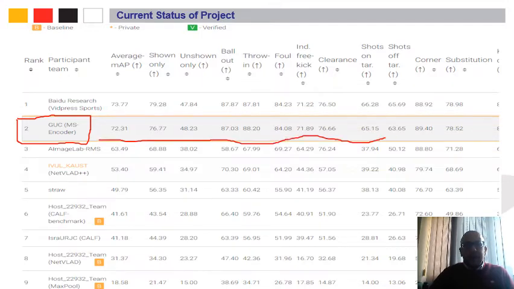Based on this leaderboard, we are currently ranked number 2 compared to this group in China. We are all working on the same dataset, which is the SoccerNet version 2 dataset. And the rank of Abdurrahman is currently second in terms of his overall accuracy in the classification process. We would hope that after the conclusion of this project, maybe we can move to become number 1.